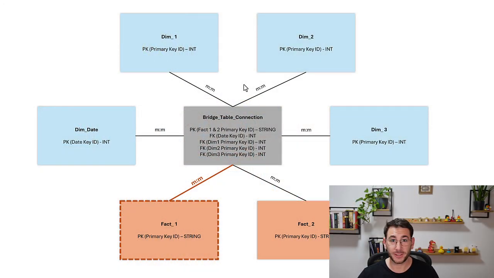So to understand first what we're going to build in terms of data model, let's have a look at it. Right here we have 3 dimensions: dimension 1, dimension 2, dimension 3, in the top right corner, which are using a primary key to connect to the bridge table, and then of course we have the date dimension.